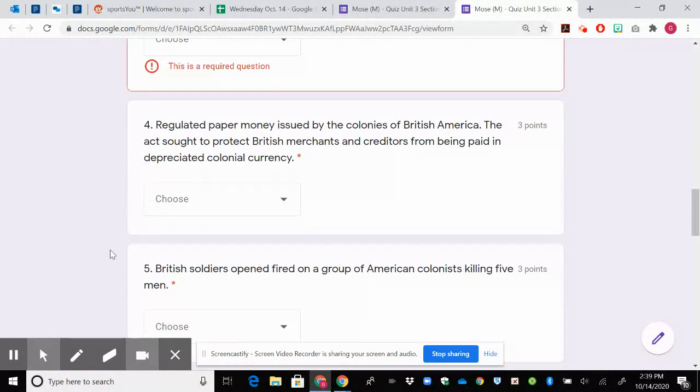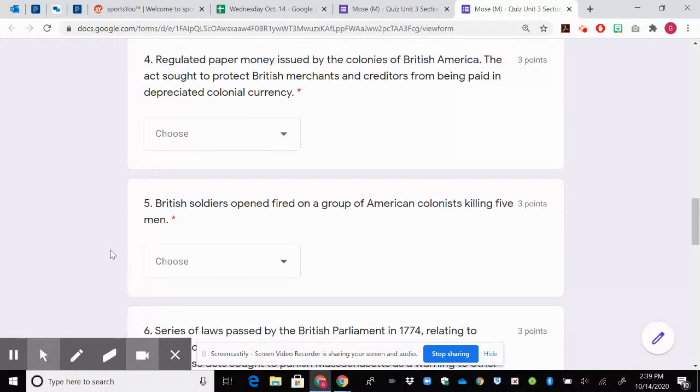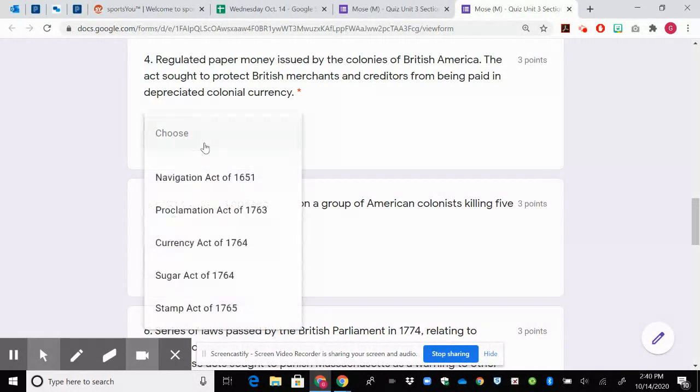Number 4, regulated paper money issued by the colonies of British America. The act sought to protect British merchants and creditors from being paid in depreciated colonial currency. Navigation Act, Proclamation Act, Currency Act, Stamp Act, or the Sugar Act.